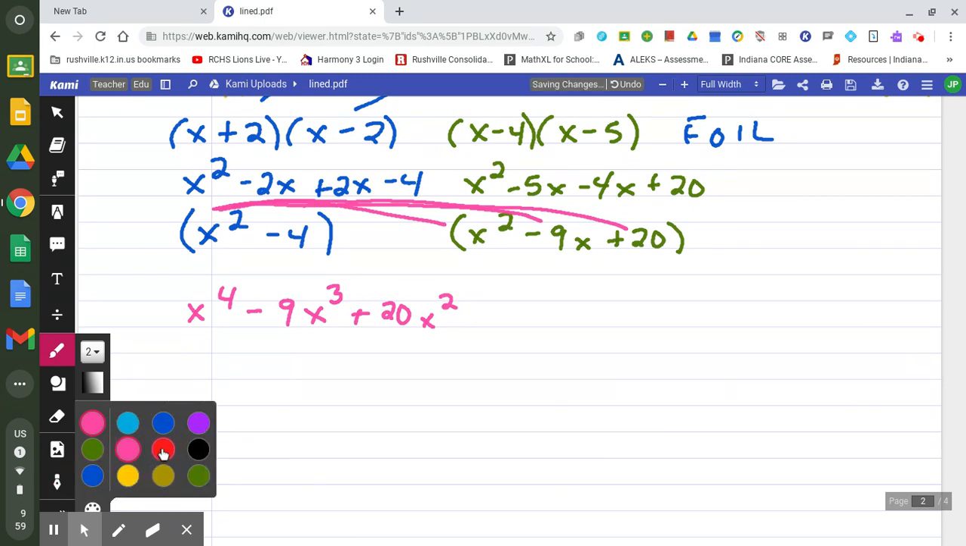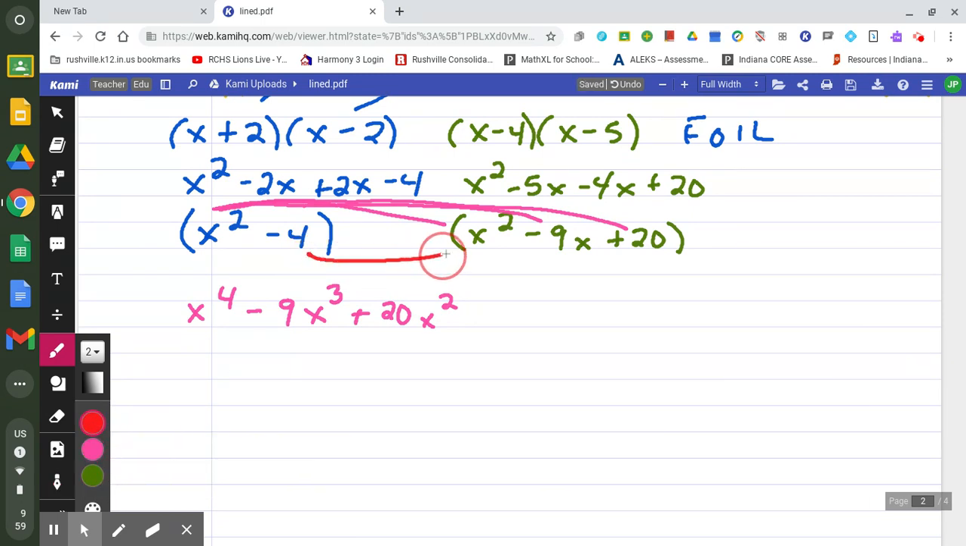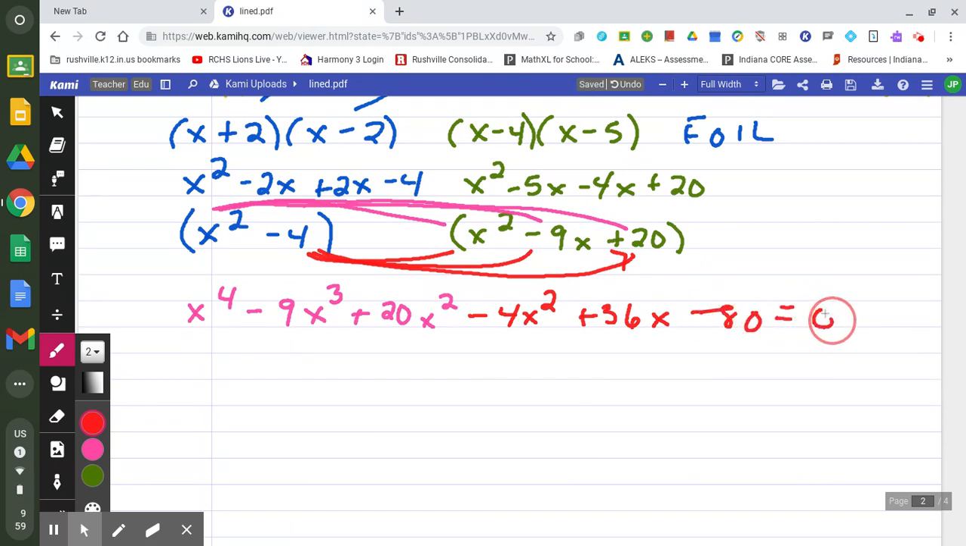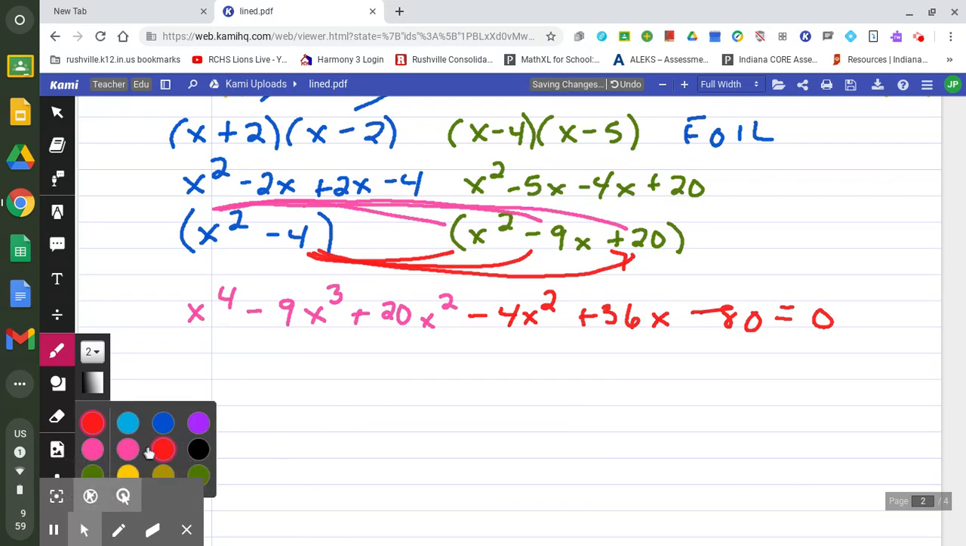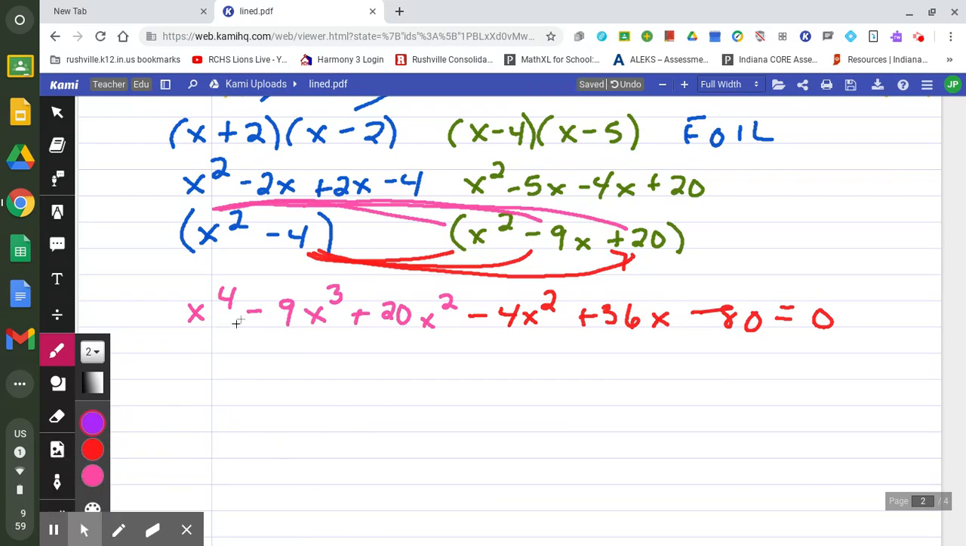And then I've got negative 4 times x squared, so negative 4x squared. Negative 4 times negative 9x, so plus 36x. And then negative 4 times 20, negative 80. And then I need to combine like terms. So I only have one x to the 4th term. I only have one x to the 3rd term.